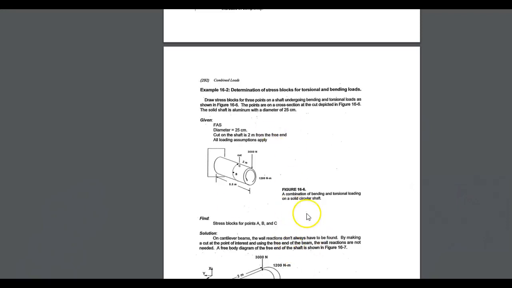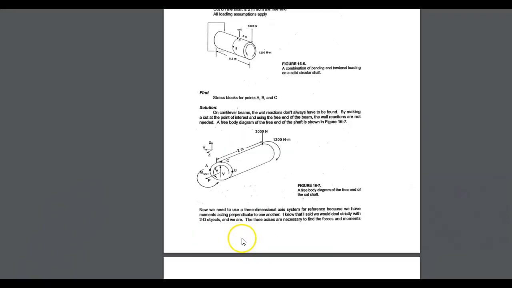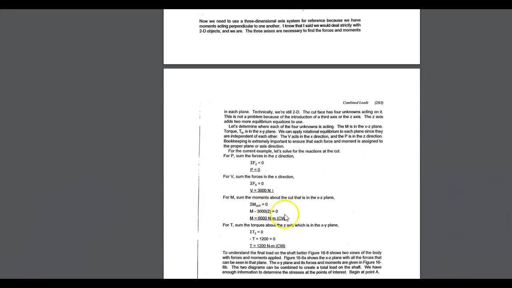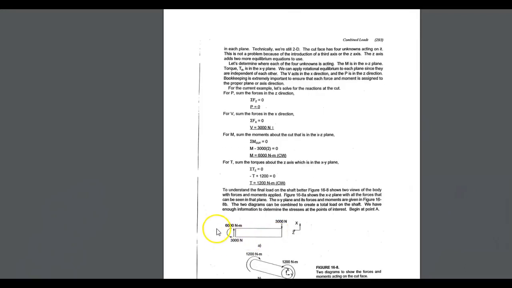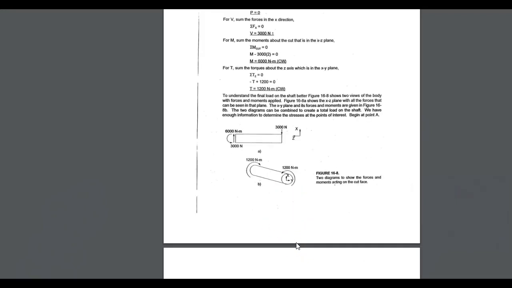The next problem, example 16.2, talks about what happens if you have a torque. Now in this case, it looks like we have some applied loads. We have a 300 Newton load, and we have a 1200 Newton meter torque. So we have something else a little bit going on here, but it's exactly the same idea, where we sum everything going on the cut face, and then in this case we have this torque.